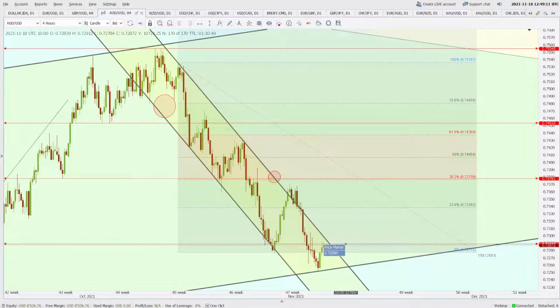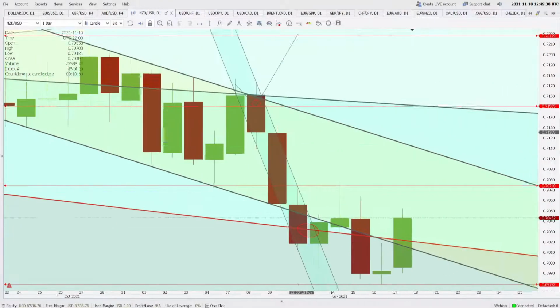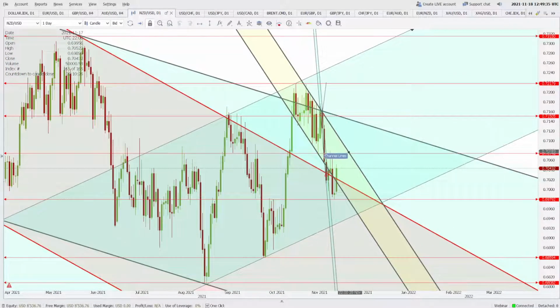The price is trading right below the resistance of 0.7289. Right now the price is trading 2 pips below that, and the next support is at 0.7221. This is the horizontal support, but on the way we have this dynamic support in the form of the channel's support line. Talking about the New Zealand dollar, it is looking a bit bullish, but still it has a resistance of 0.7074 on the way and the support of 0.6979.